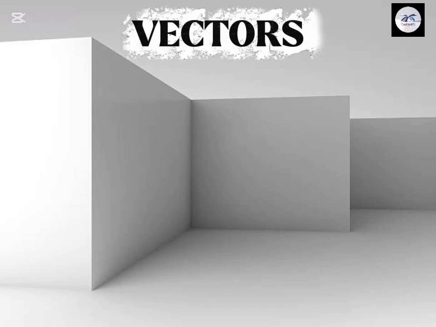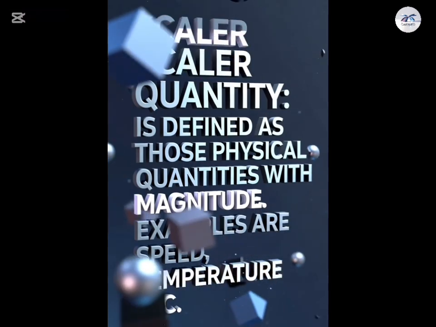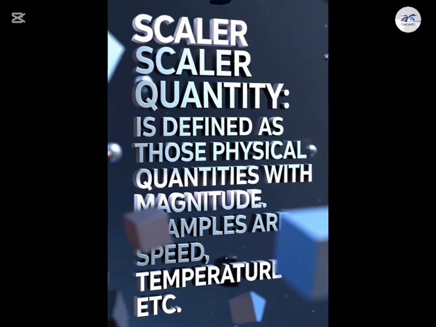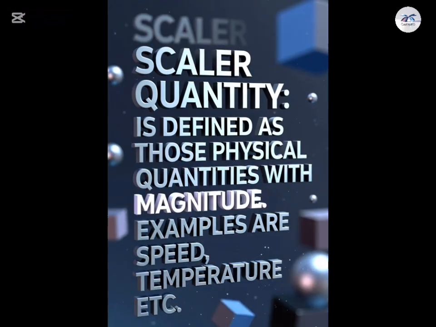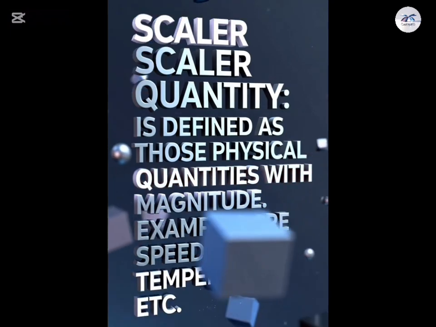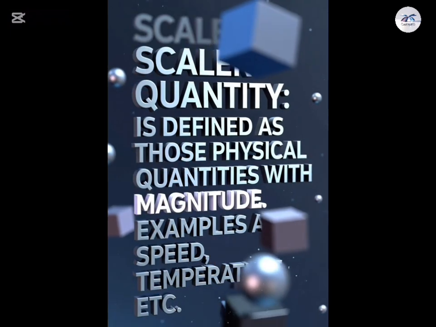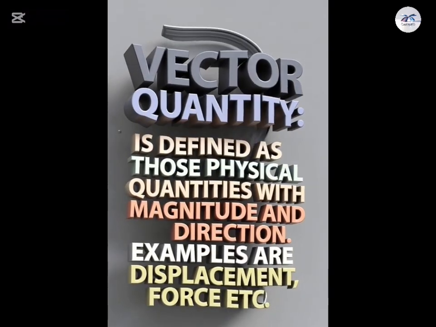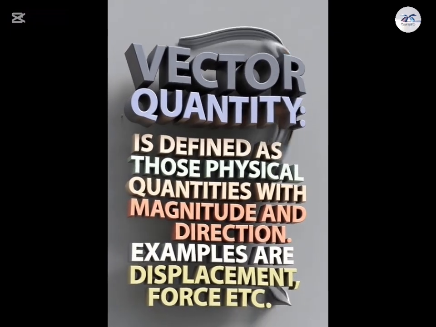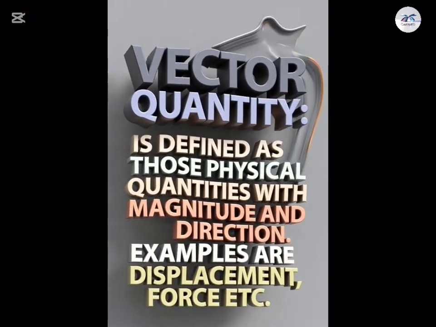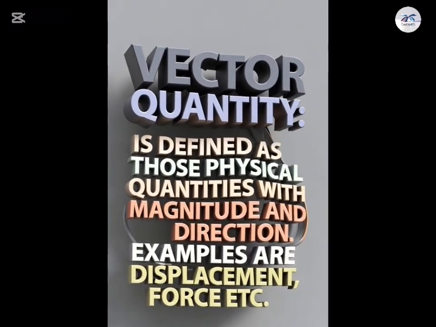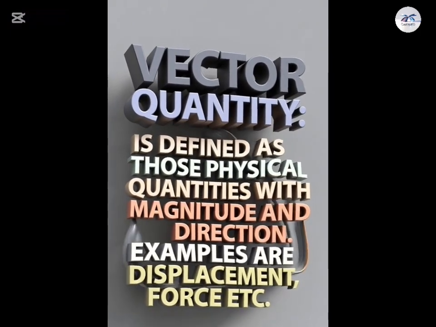Now, from the definition of scalar quantities, we usually say scalar quantities are those physical quantities that have only magnitude, right? But the vector comes with an extra piece of information, which is what? The direction. And that is why when we want to define the vector, we usually say vector quantities are those physical quantities that have both magnitude and direction. Examples include displacement and force.